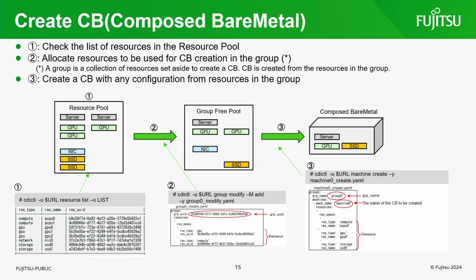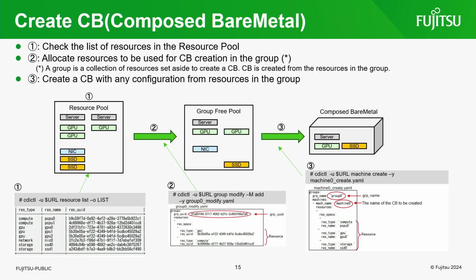Next, I will explain how the CDI system actually works. This page shows how to create a composite bare metal. And this is done automatically when using Rancher. However, I explain the procedure in case of creating a composite bare metal manually.